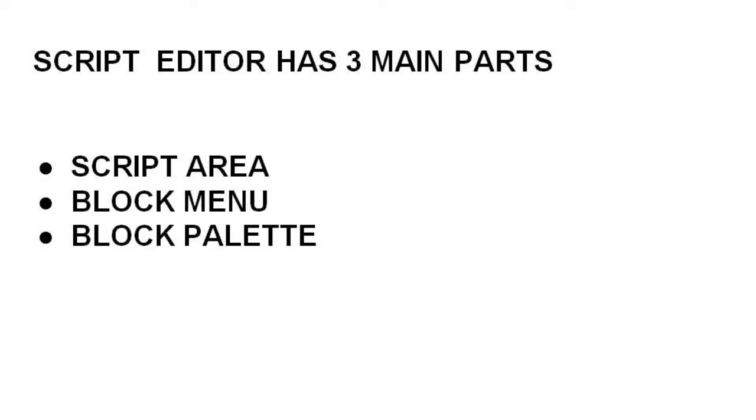The script editor has three main parts: script area, block menu, and block panel. Script area is where you build scripts. Block menu is where you choose a category of blocks to use. Block panel is where you choose the block to use. When the costumes tab is chosen, that is the costume editor, which is shown in our outline in red color.